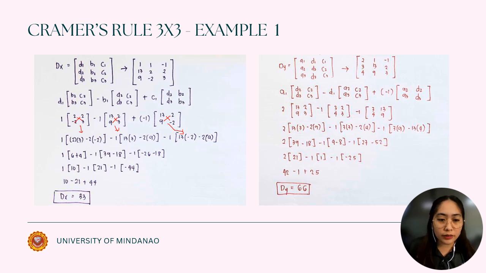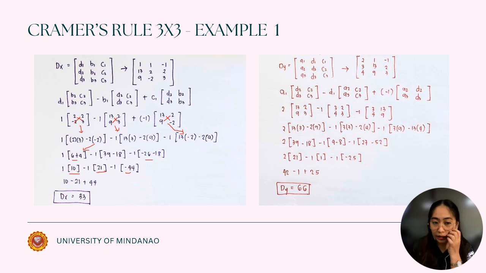So we will solve. 2 times 3 is 6, minus 2 times negative 2 is just 4 since there are two negative signs. Minus 1, just copy. 13 times 3 is 39. Negative 2 times 9 is negative 18 plus the negative sign. Minus 1 times 13 times negative 2 is negative 26. 2 times 9 is 18, so minus because of the minus sign. 6 plus 4 is 10. 39 minus 18 is 21. Negative 26 minus 18 is negative 44.